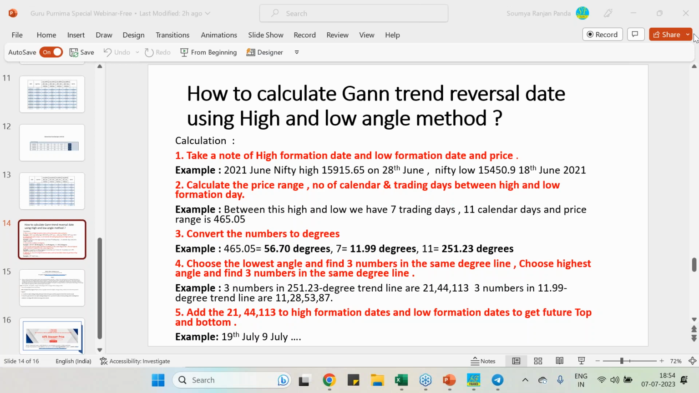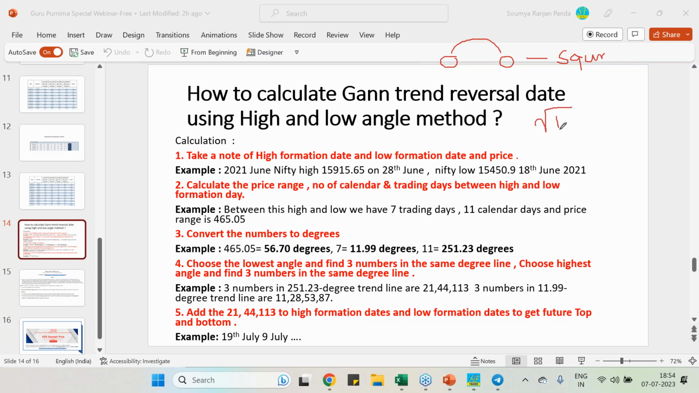Which day of the month the trend change is going to happen, that Gann has told. Then to convert this number to degree, there are 3 methods he has given. One with respect to the square of 9 method, square. Square of 9 method, there is a formula to convert a number to degree.